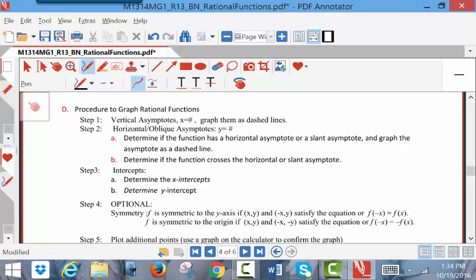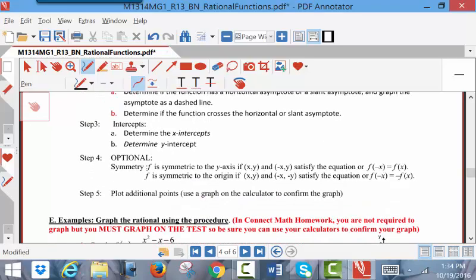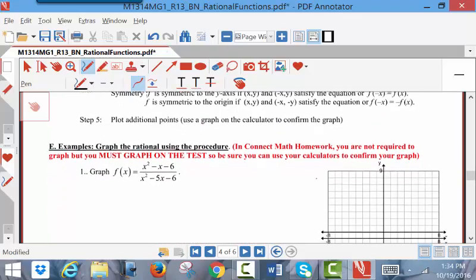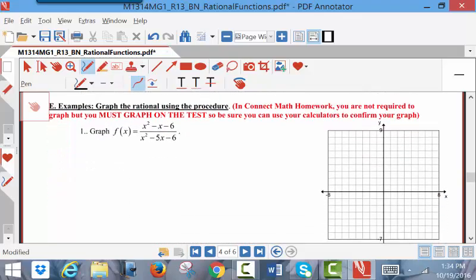They give you a procedure here, all of these steps. You start by finding your vertical asymptotes, then you find your horizontal or oblique, then you find your intercepts, and then the optional part is all the symmetry. Now, I put here in part E, in red, in Connect Math homework, you are not required to graph. That's because they cannot give you electronically a piece of graph paper and let you freehand a graph.